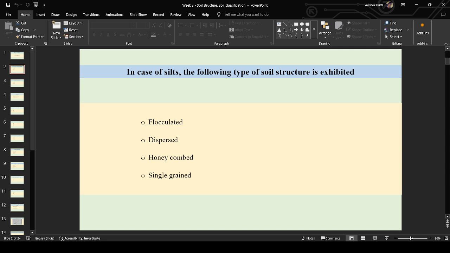So this is the first question: in case of silts, the following type of soil structure is exhibited, and the options are flocculated, dispersed, honeycombed, or single grained. I hope it was clear. I'll go to the next question right now.